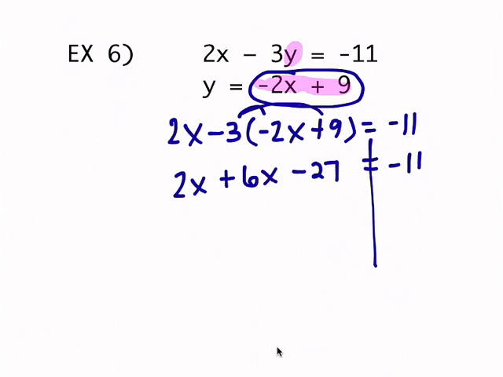Then we combine our like terms. I have 2x's and 6x's on the same side, so I add those together to give me a total of 8x's. I can't forget about my minus 27. And negative 11 on the other side drops.